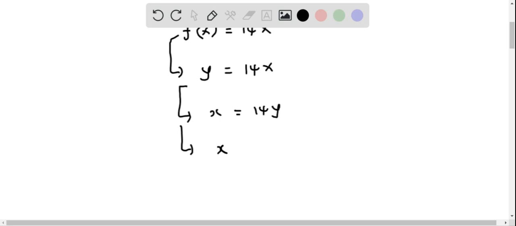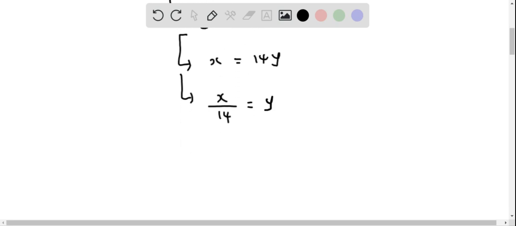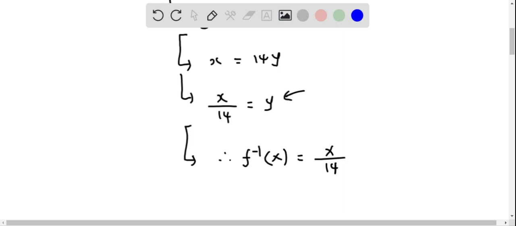So I divide both sides by 14 so that I can solve for y. And so we get x/14 = y. In the next step of finding the inverse, we replace this y by f inverse of x. So therefore, we can write f inverse of x equals x over 14. So this is the inverse function, which is written as f inverse of x = x/14.